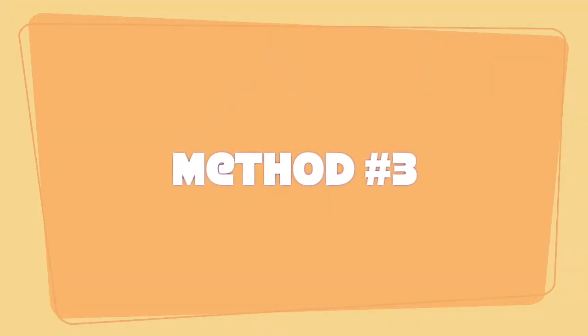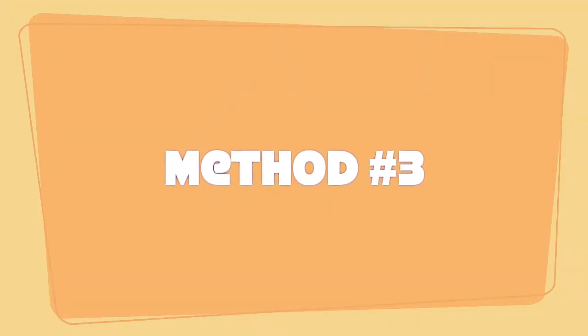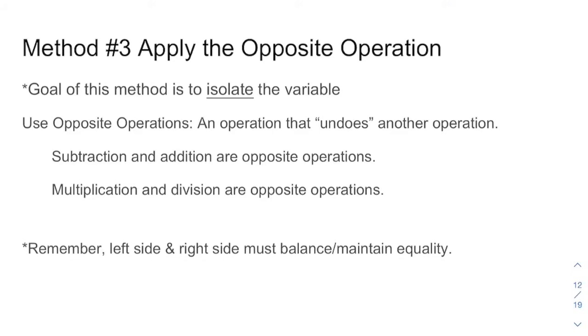Okay, the third way, this is the new one that we're going to talk about. Now we're going to apply the opposite operation. Okay, so here are the steps for this one. The goal of this is to isolate the variable, or get the variable all by itself.